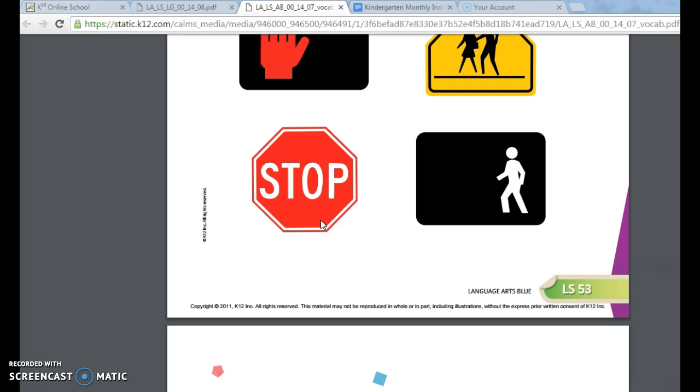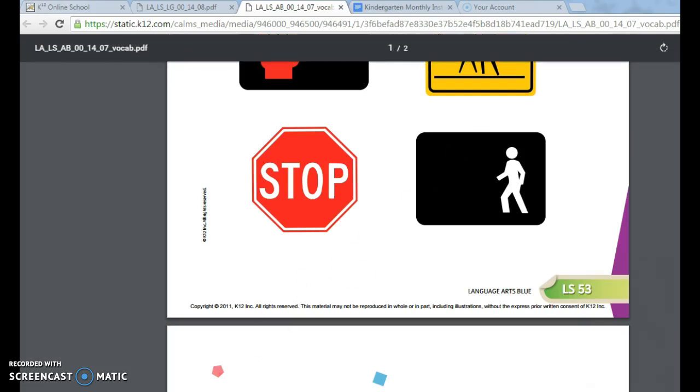And here we have a stop sign. This sign tells the driver to come to a complete stop and look around before continuing. And lastly, we have our walk sign, and this is also found at busy intersections. This sign means that it is safe to cross the intersection.